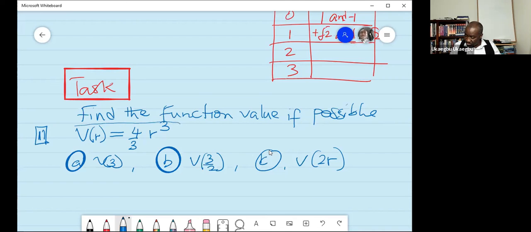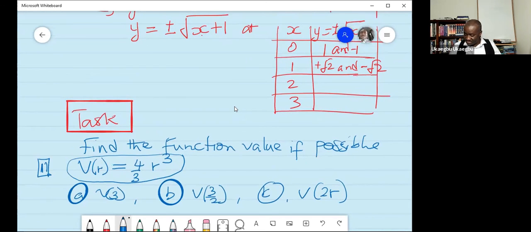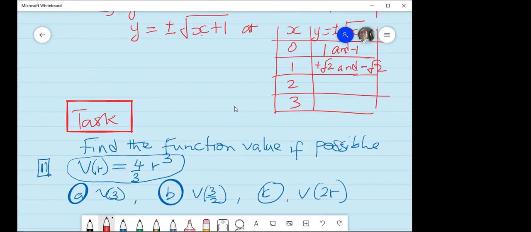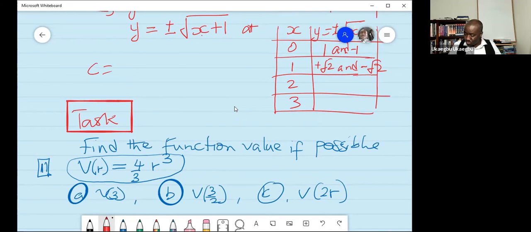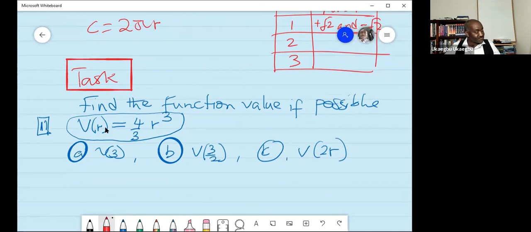Who remembers this formula? What is it called? This formula has a special name. Circumference. Circumference of what? Who agrees with that? Circumference. Do you agree? Circumference of a circle is C equal to 2 pi r. This one is volume of something. This is volume of a sphere.